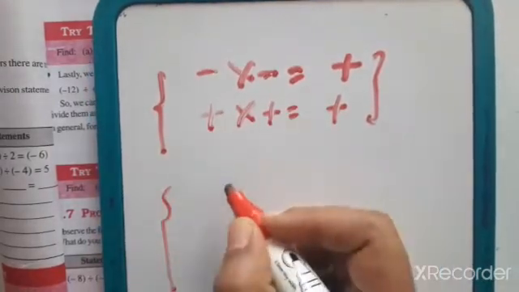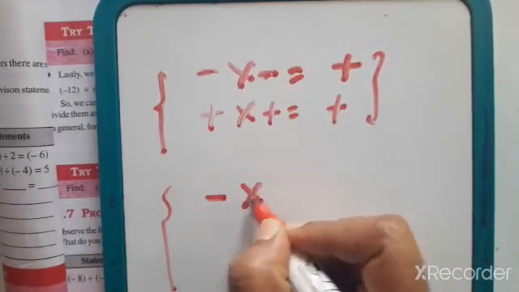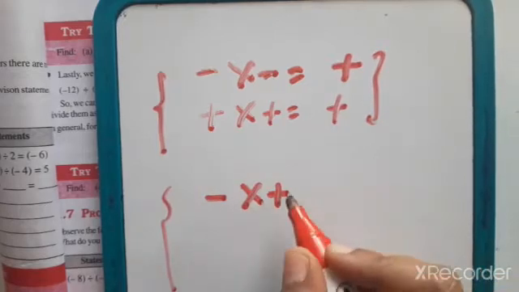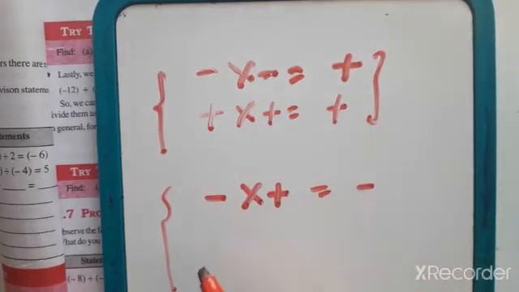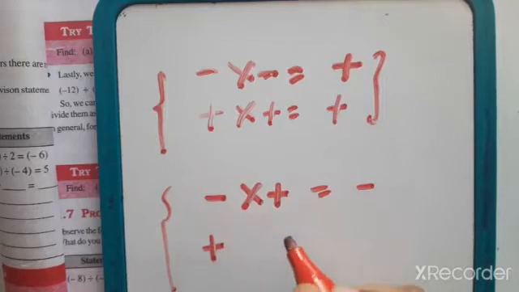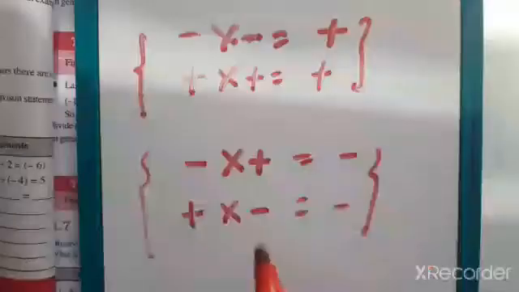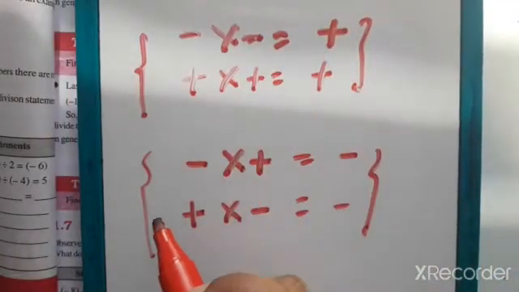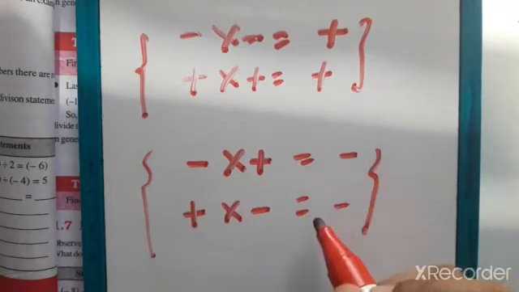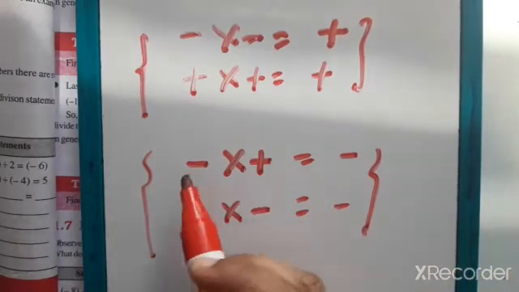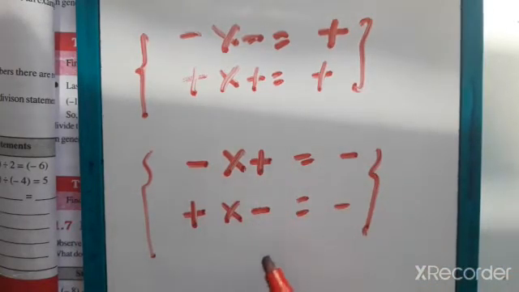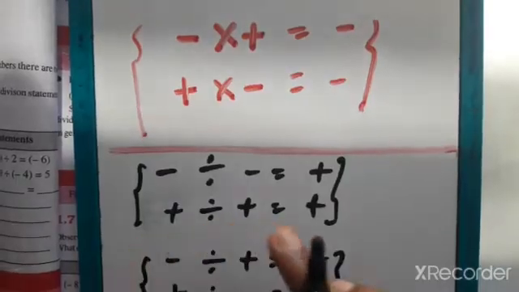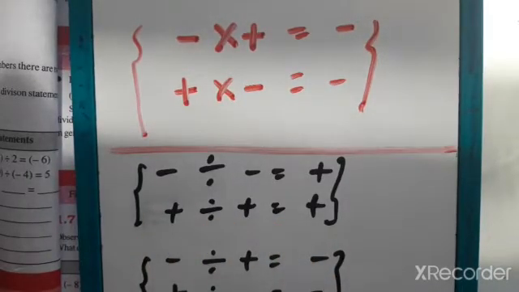And when you multiply with different symbols, minus into plus, negative and positive, the answer is with the minus symbol. Same symbol means after multiplication the answer is plus, different symbol means the answer is minus. Minus into plus means minus, plus into minus means minus. And the same rules are applicable for divisions also, children.